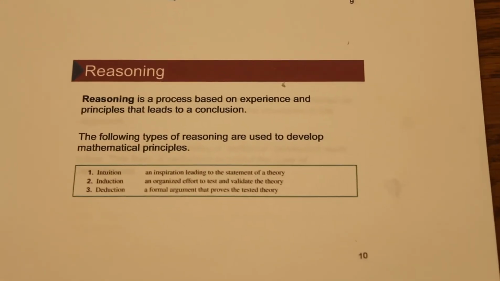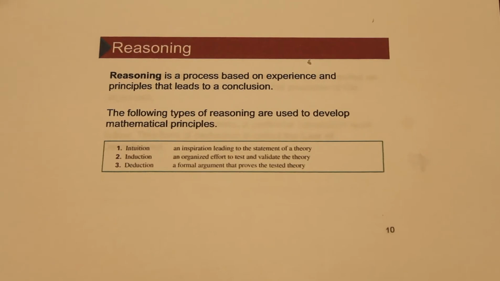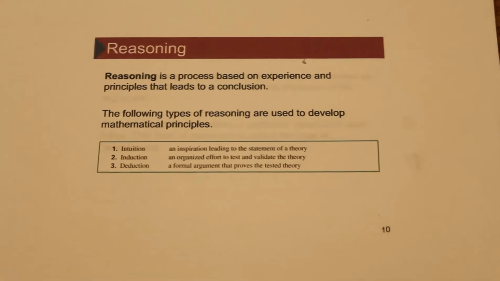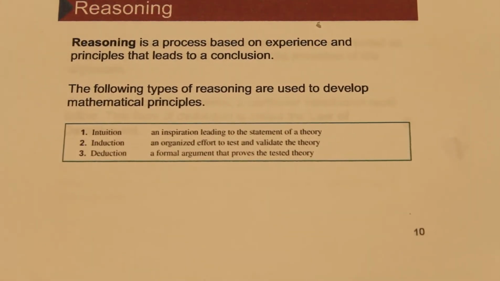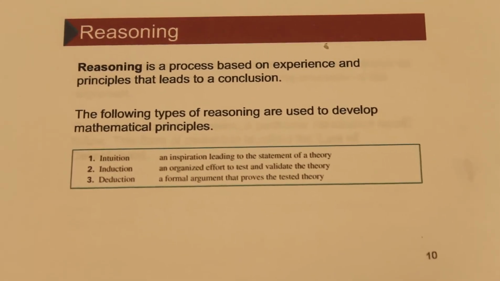So we've talked about statements and compound statements and conditional statements, but now let's talk about reasoning. Reasoning is the process. There are a few different types of reasoning, but a process based on experience and principles that lead to a conclusion. And there are three basic types of reasoning. The first is intuition. Intuition is a gut feel.